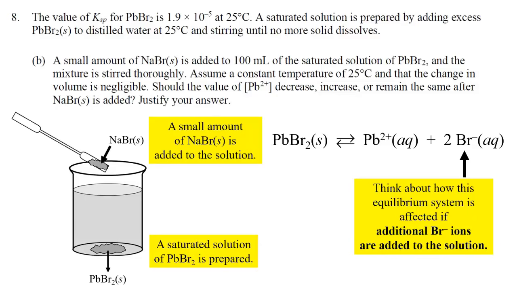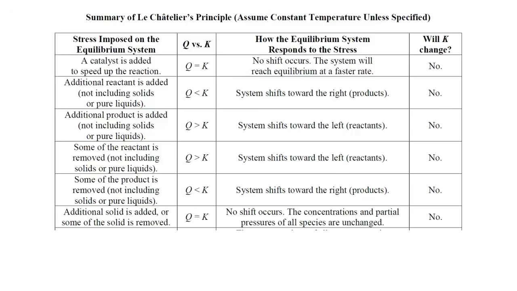Now, this is the common ion effect, but you can also think of this in terms of Le Chatelier's principle. So just like we saw back in question 7, part C, earlier in this video, if we have an equilibrium system and some additional product is added, then Q becomes greater than K, and there should be a net conversion from products to reactants or from right to left.